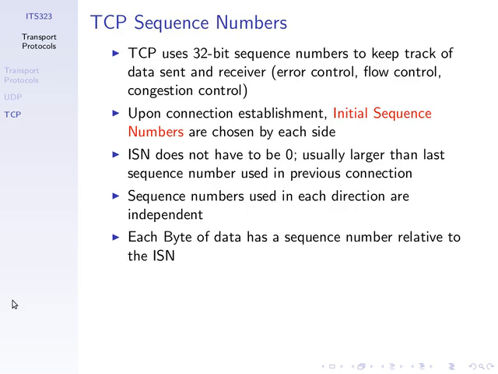Sequence numbers are 32-bit numbers. They're used to keep track of the order of the data that's sent. We must deliver the data in order from the source to destination. And they're used for error, flow, and congestion control.